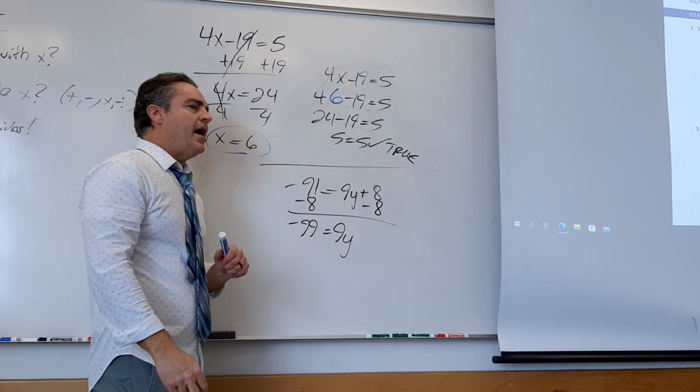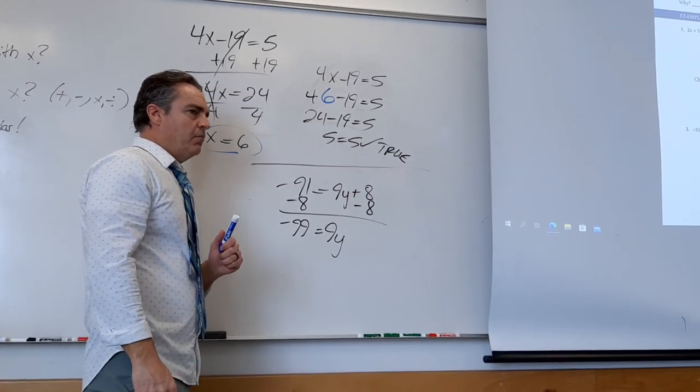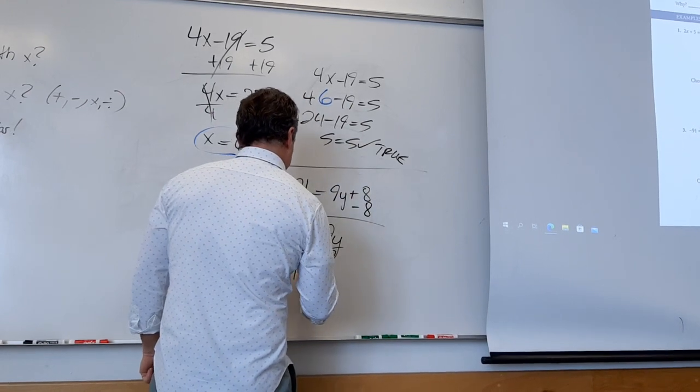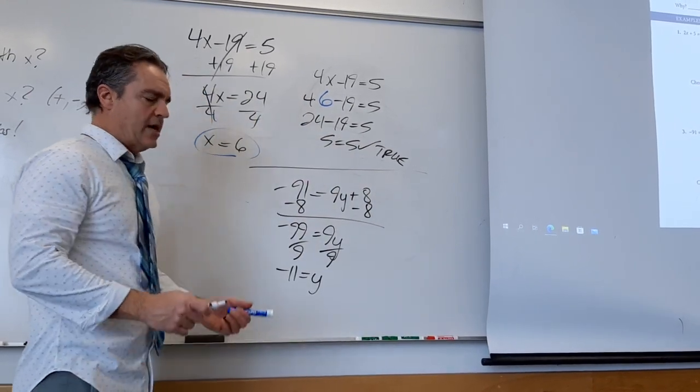Who's sharing sides with y now? It's being multiplied, so you're going to divide this side by 9, divide this by 9, you get negative 11 equals y. I'll let you check it on your own time, your own dime.